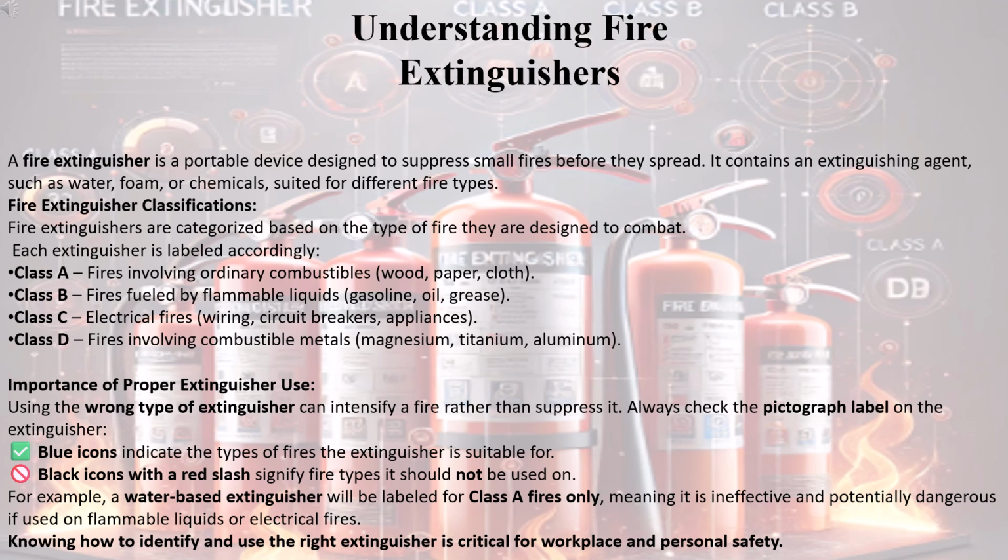Importance of proper extinguisher use. Using the wrong type of extinguisher can intensify a fire rather than suppress it. Always check the pictograph label on the extinguisher. Blue icons indicate the types of fires the extinguisher is suitable for. Black icons with a red slash signify fire types it should not be used on. For example, a water-based extinguisher will be labeled for Class A fires only, meaning it is ineffective and potentially dangerous if used on flammable liquids or electrical fires. Knowing how to identify and use the right extinguisher is critical for workplace and personal safety.